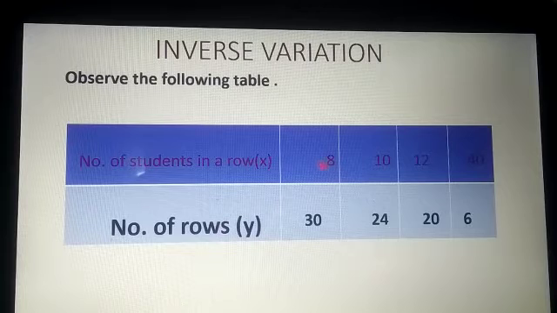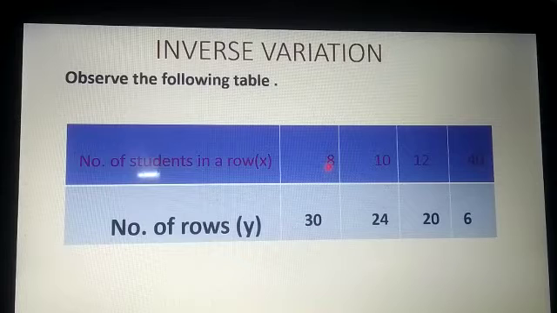Now, in one row there are 8 students, so the number of rows is 30. When the number of students in a row is 10, the number of rows is 24. When the number of students in a row is 12, the number of rows is 20. When the number of students in a row is 40, the number of rows is 6.